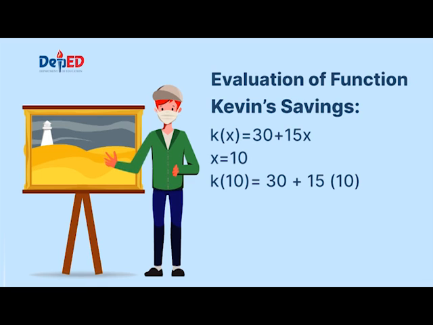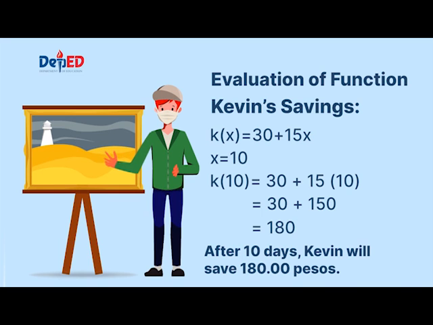In the order of operations, we take 15 times 10 first, and that is 150. Then we will add 30 and 150, which is equal to 180. Now, 180 is our output, and we say that after 10 days, Kevin will save 180 pesos. We just did evaluation of functions. Keep being motivated and let's proceed to our next task.